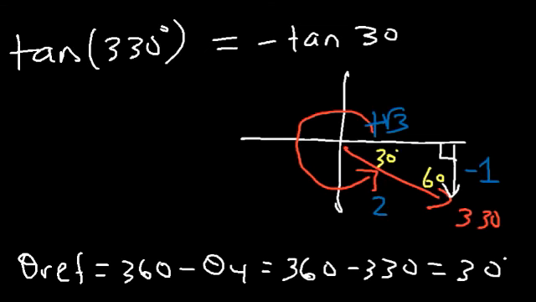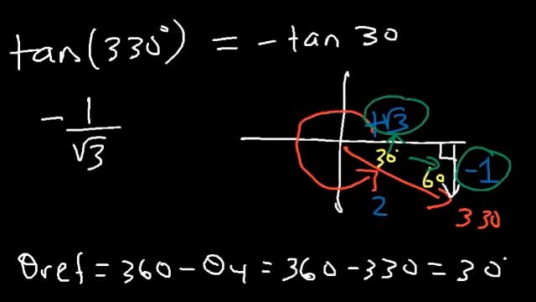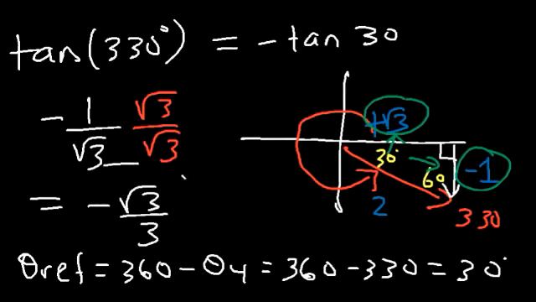So now let's focus on tan 30. Tangent is opposite. Opposite to 30 is negative 1 divided by adjacent. Adjacent or next to 30 is root 3. So it's going to be negative 1 over root 3. Overall, tangent is negative in quadrant 4. Now let's rationalize it. Let's multiply top and bottom by root 3. So therefore, tan 330 is negative root 3 over 3.